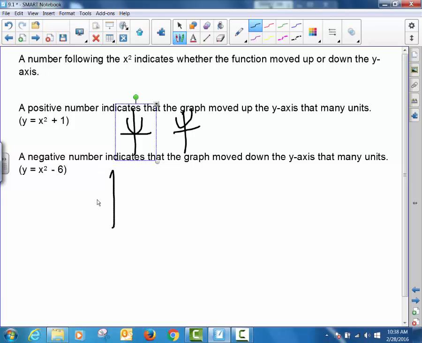So we've got the parent function right here. Oh, that's so horrible. Just bear with me on that. And then the parent function would be way down here. Moved down 6, I mean not the parent function. The new function would be moved down here 6 places.